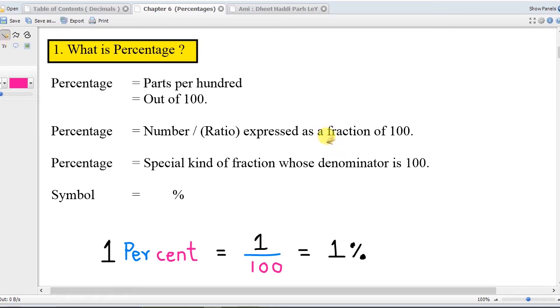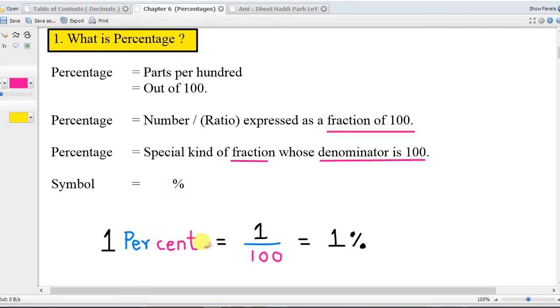So when we are talking about a fraction, it means this 100 comes at the denominator value. A percentage is a special kind of fraction whose denominator value is 100, right? And the symbol for the percentage is this sign. So 1% is equal to, if you are going to convert it into a fraction, what does it mean? Write 1 here. Per means divide in mathematics, and cent means 100.